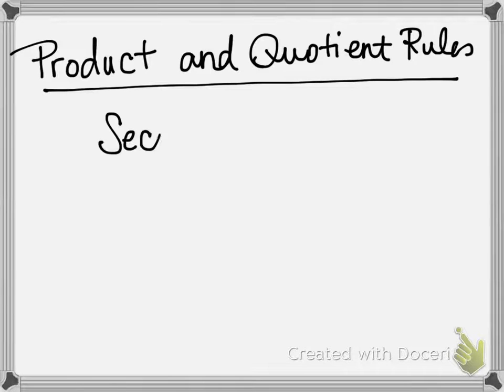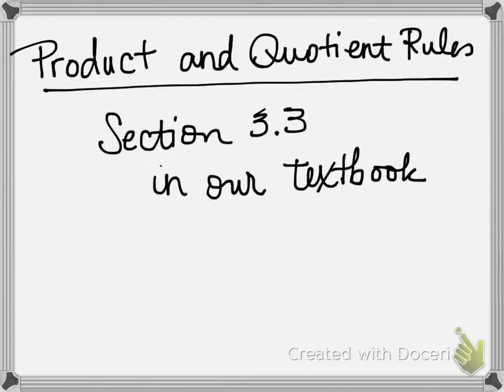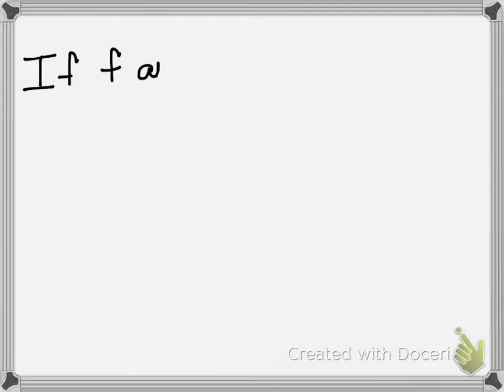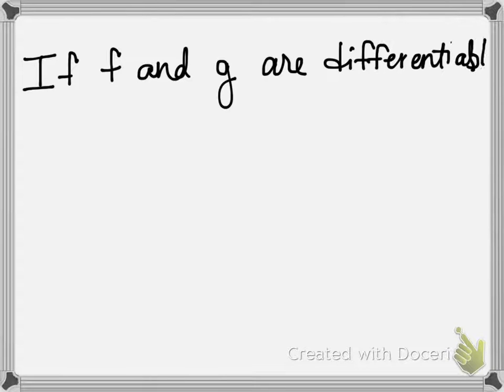So here's a recap of the product and quotient rules in section 3.3 in our textbook. This is just a recap. It doesn't replace actually reading the textbook. So let's go through the product and quotient rules. So first, the product rule, and I should have written that up here.